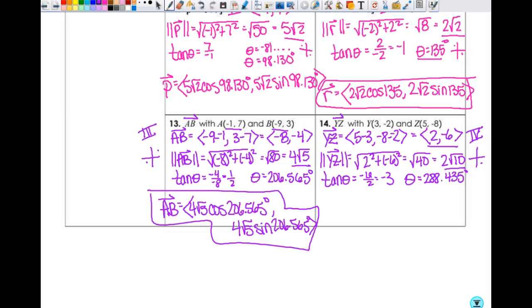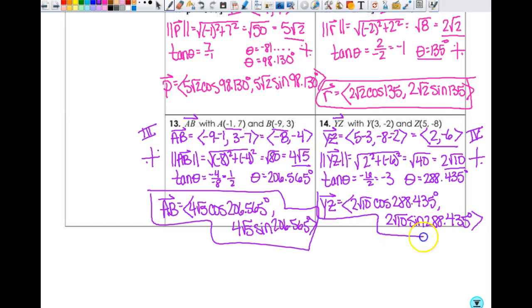Once you add 360 to that, you get 288.435 degrees, which means your vector, yz, is 2 square root of 10 times the cosine of 288.435 degrees, and 2 square root of 10 times the sine of 288.435 degrees. And there is that vector.